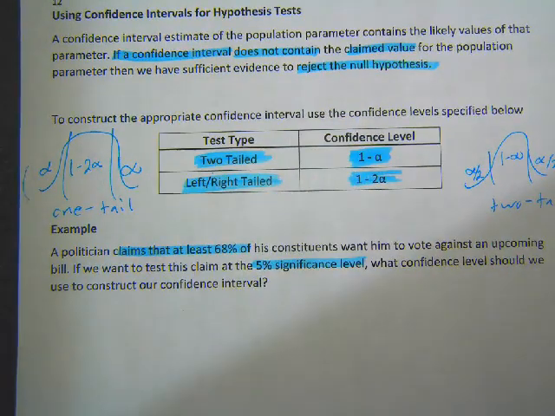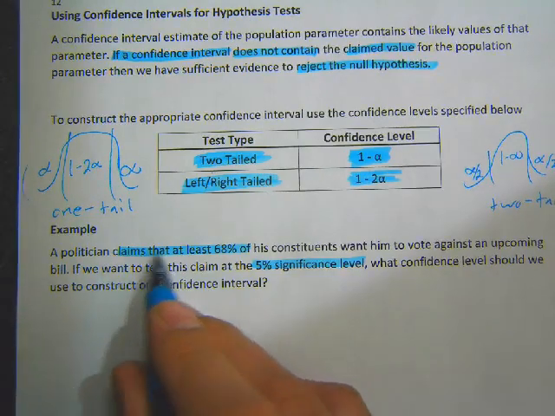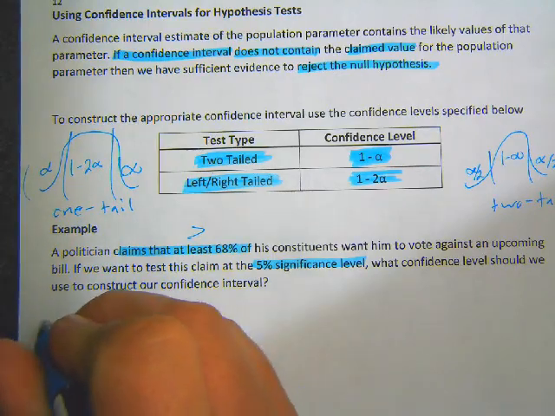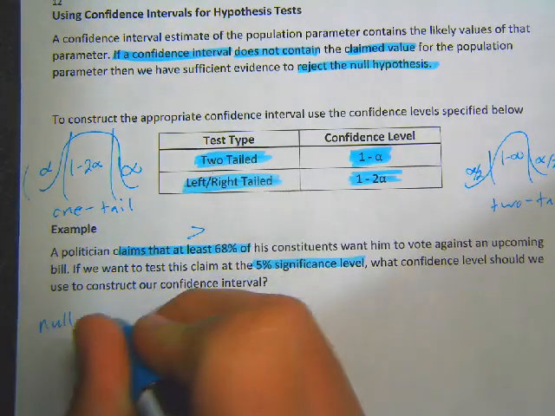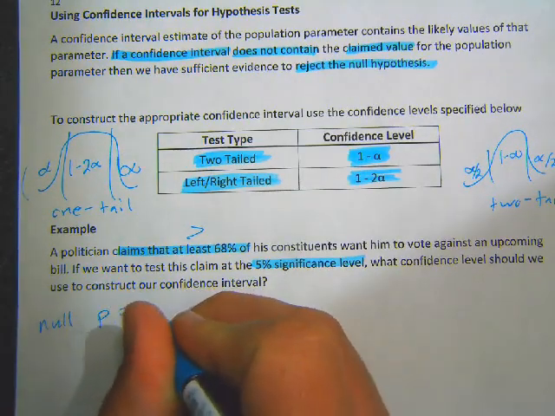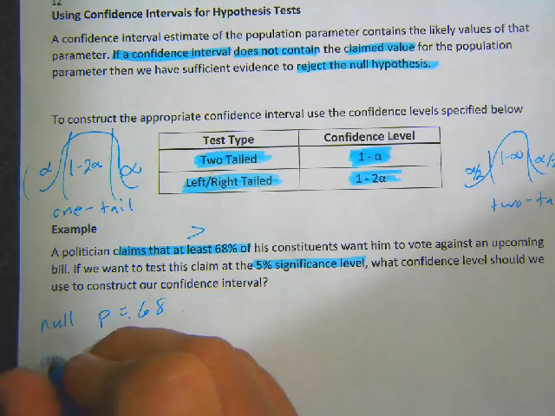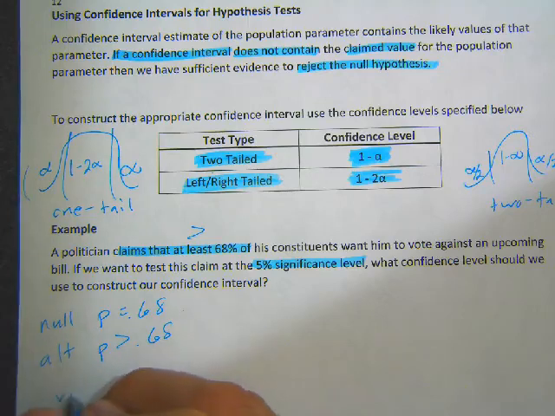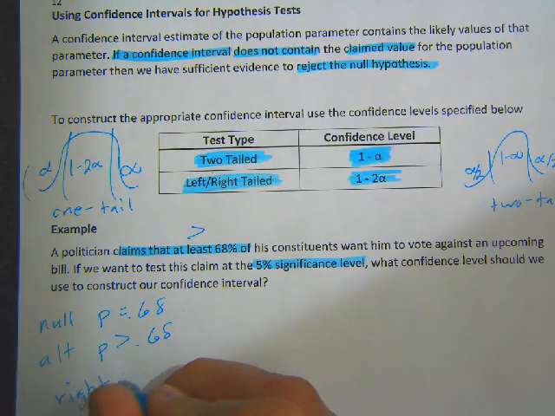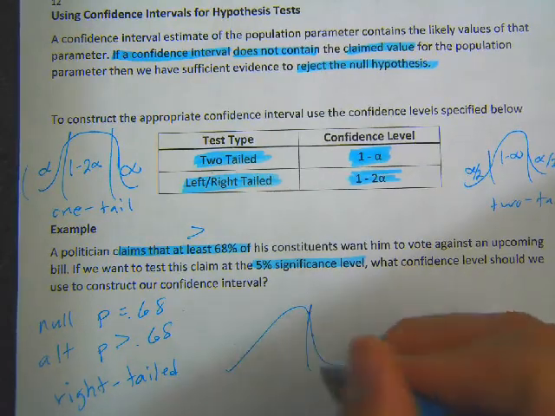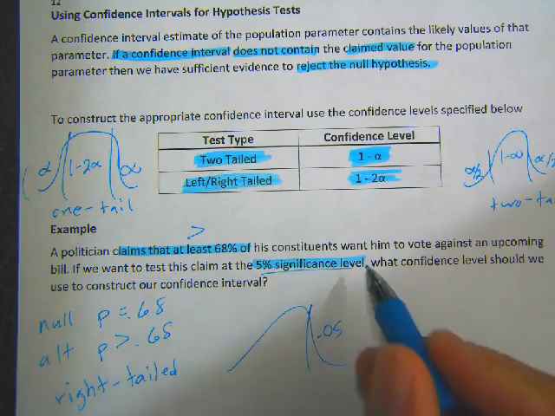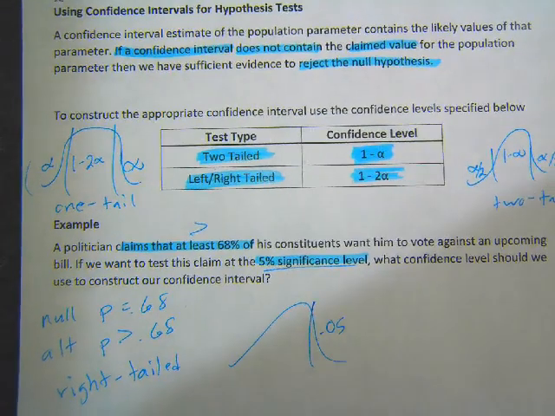Which one is it? Well, since the claim is that at least, so greater than 68%, our null would be that the percentage is equal to 68%, so 0.68. The alternative would be that p is actually greater than 0.68. So this is a right-tailed test. We're going to put a right tail. The right tail should have 5%, right? Because we want the whole 5% to do our right-tailed test.